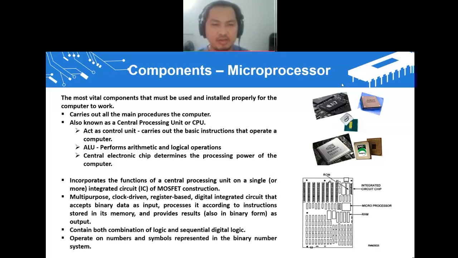Microprocessor incorporates the function of a central processing unit onto a single integrated circuit, IC, of MOSFET construction. Microprocessor is a multi-purpose, clock-driven, register-based, digital integrated circuit that accepts binary data as input, processes it according to instructions stored in its memory, and provides results also in binary form as an output. It contains both combinational logic and sequential digital logic, and it operates on numbers and symbols represented in the binary number system.